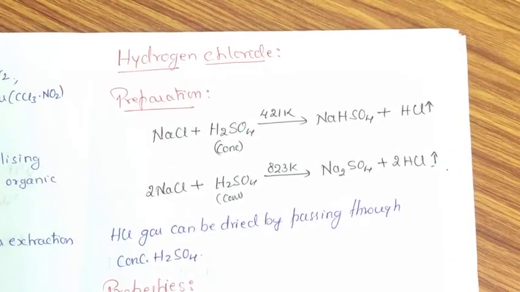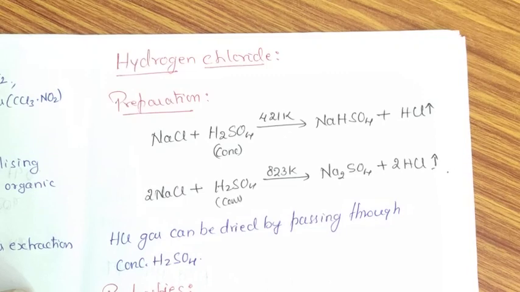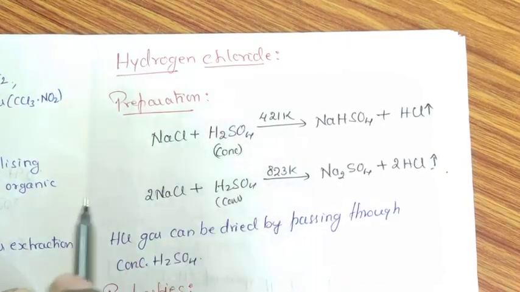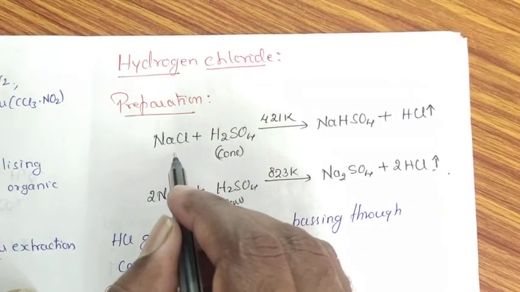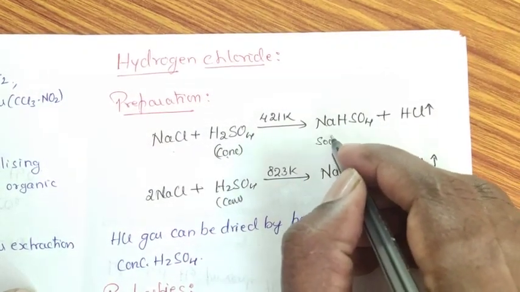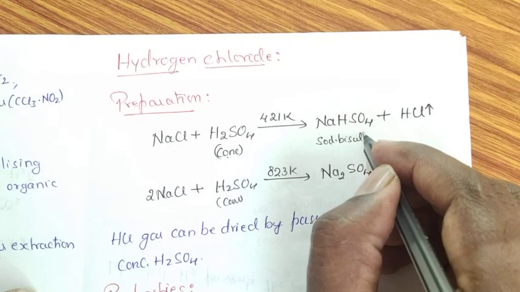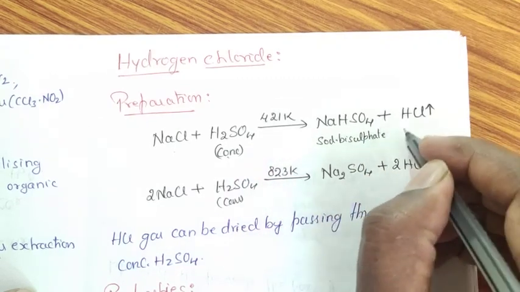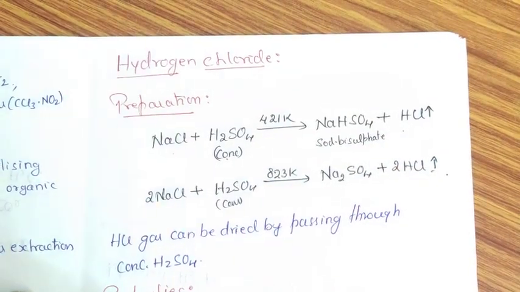Next, compounds of chlorine. In compounds of chlorine, we are going to deal with hydrogen chloride. In that, first preparation: when sodium chloride salt is treated with concentrated sulfuric acid, it forms sodium bisulfate with the liberation of hydrogen chloride gas.